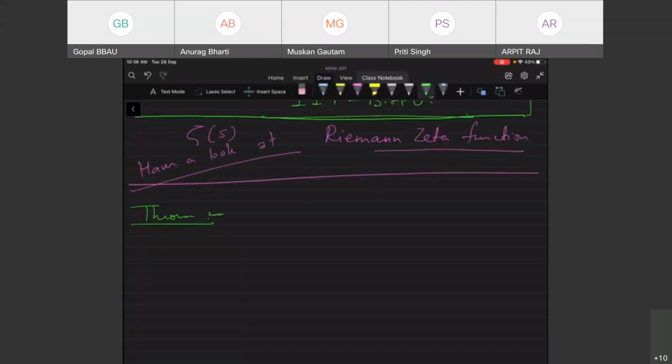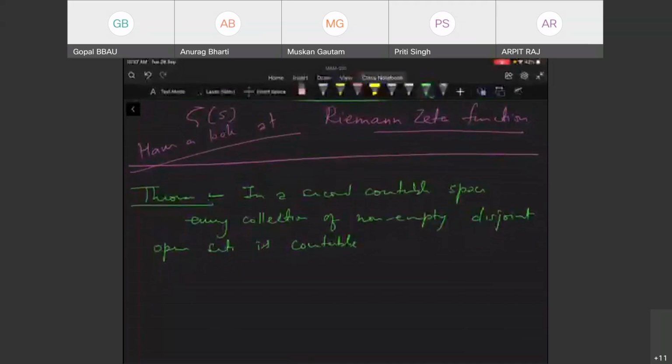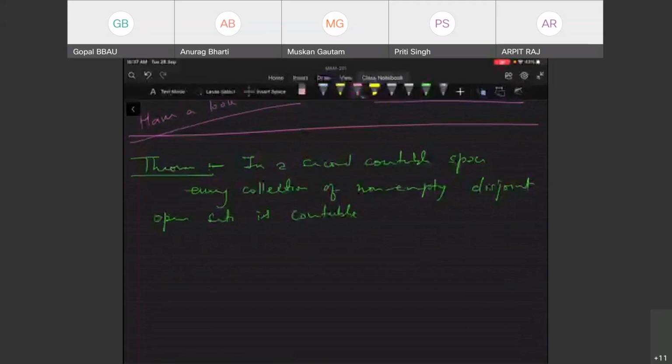So here is a beautiful result. In a second countable space, every collection of non-empty disjoint open sets is countable. Okay, so in a second countable space, every collection of non-empty disjoint open sets is countable. So let us prove this.